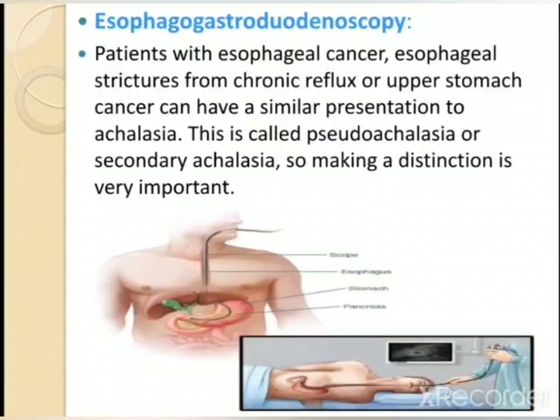Esophagogastroduodenoscopy. Patients with esophageal cancer, esophageal stricture from chronic reflux or upper stomach cancer can have a similar presentation to achalasia. This is called pseudoachalasia or secondary achalasia. So, making a distinction is very important.